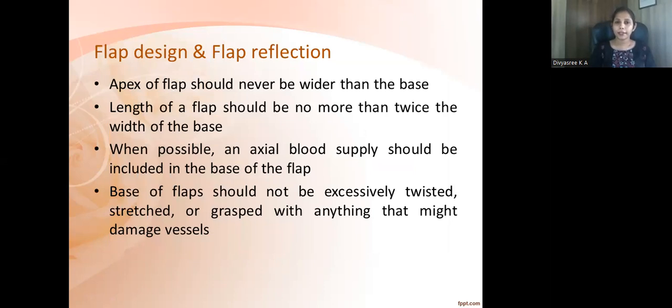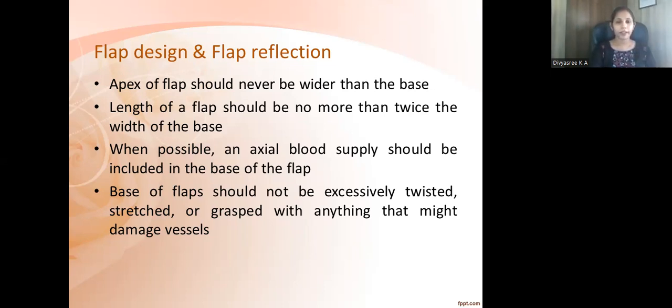Coming to the flap design and flap reflection. Whenever we go for a flap surgery, we should design it in such a way that the base of the flap should be wider. Its blood supply should never be compromised. So the base of the flap should never be excessively twisted, stretched, or grasped with any instrument, because it can damage the vessels, it can hamper the blood supply, it can hamper the healing. Even after the procedure, the healing will get affected.